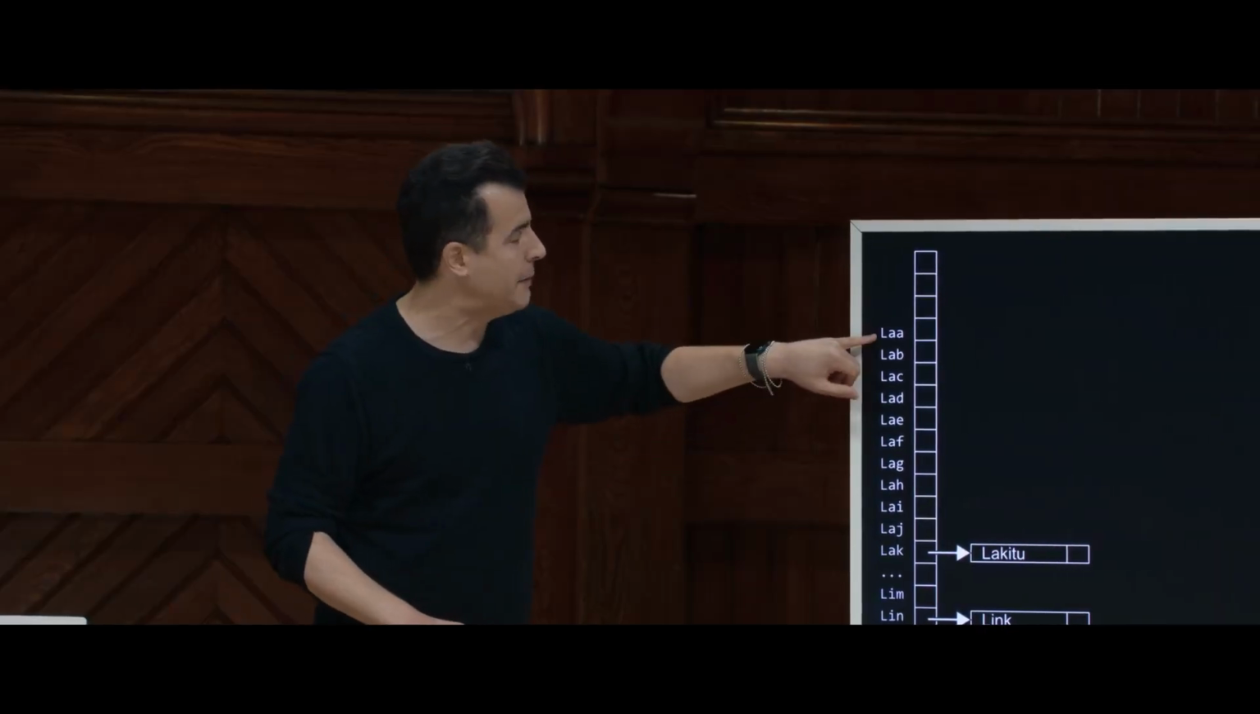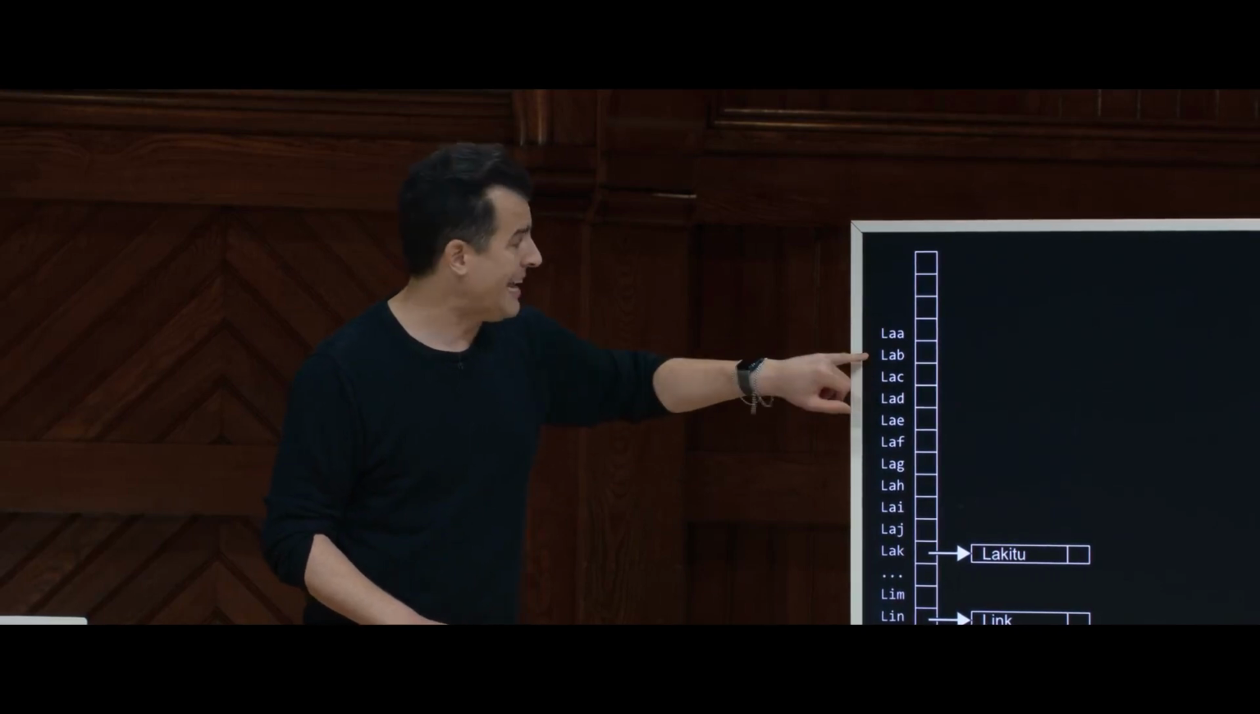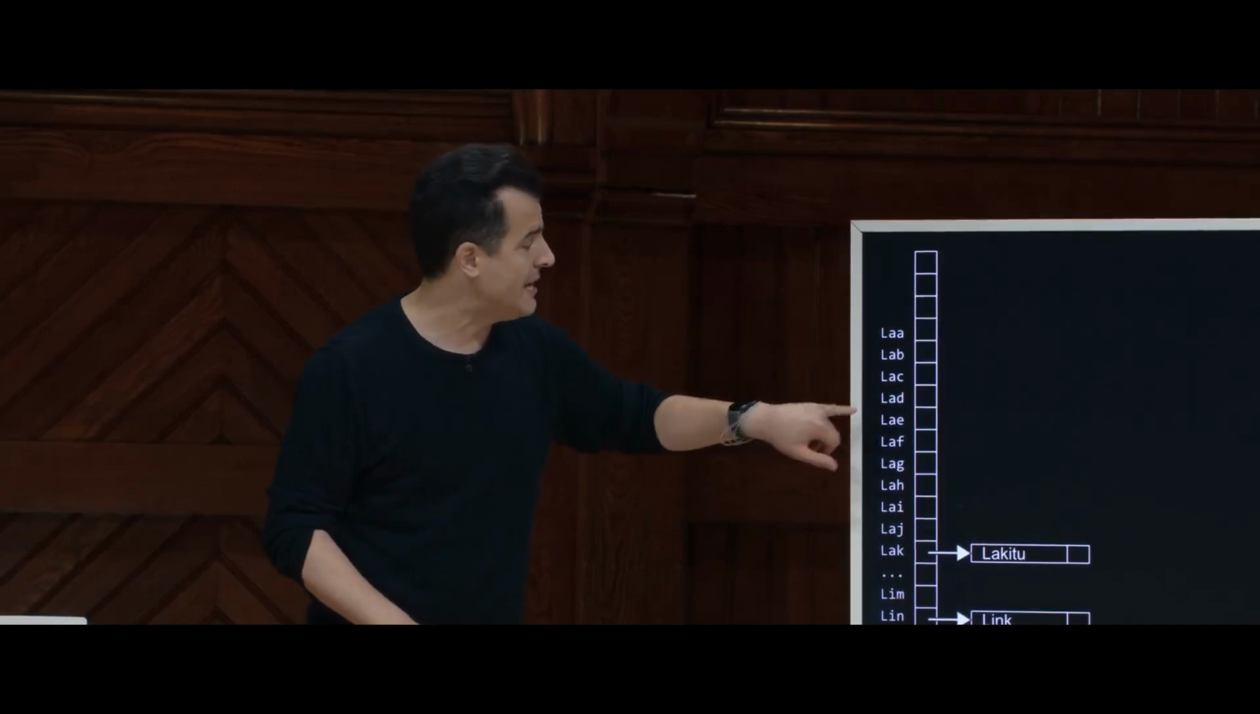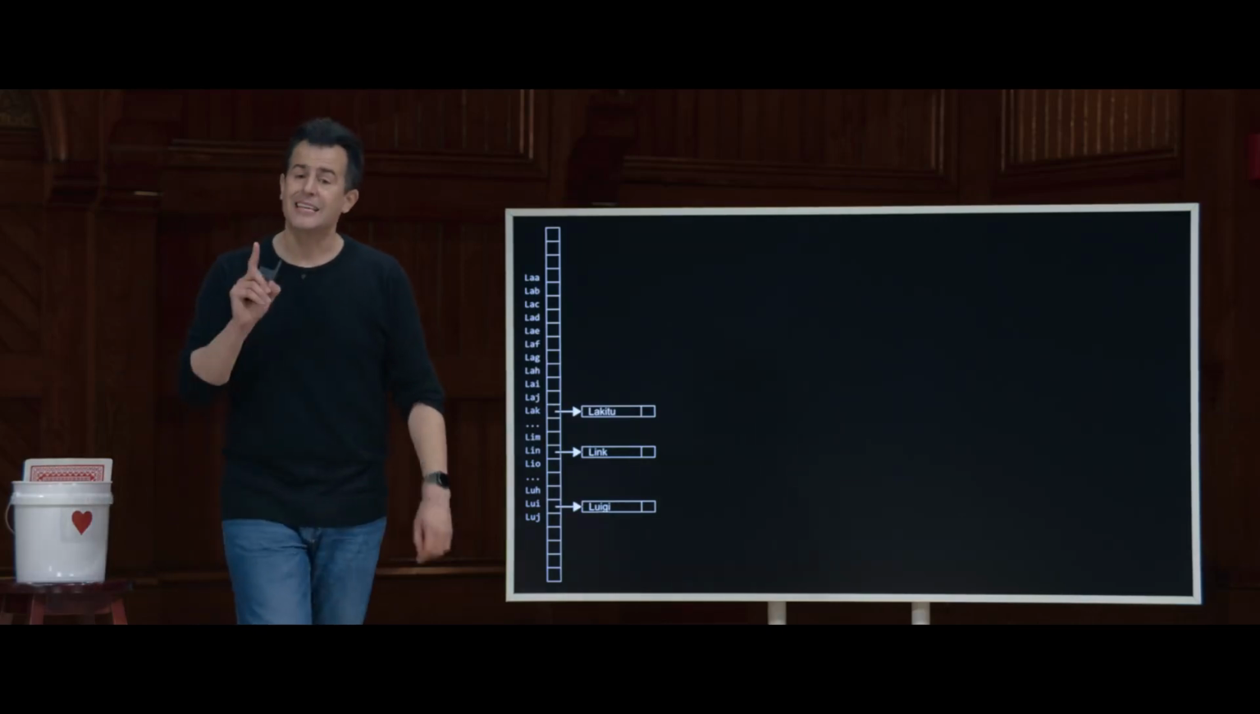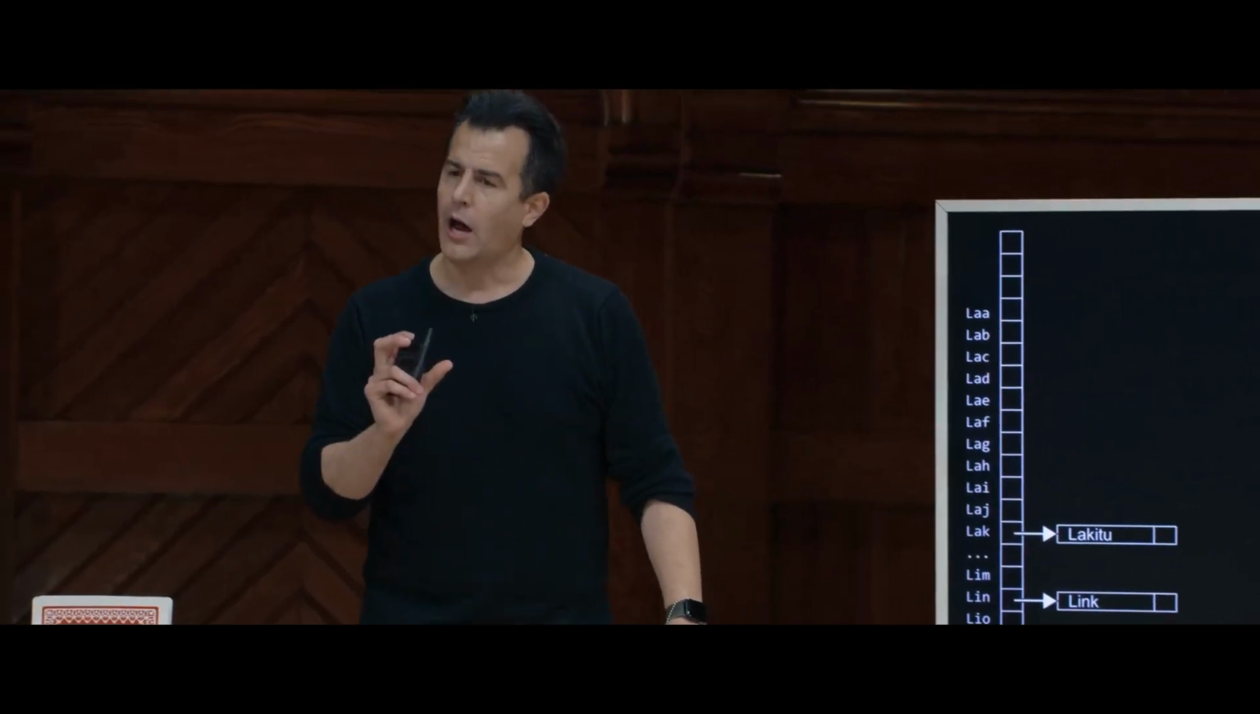And it's too big to fit on the screen. But what if I instead have a bucket for names that start with LAA and LAB and LAC, LAD, dot, dot, dot, all the way down? Now, when I hash these names into my hash table, Lakitu is going to end up at their own location here, Link at their own location here, Luigi at their own location here. And so now I don't have linked lists. I really just have an array of names. So now I'm actually back to constant time.